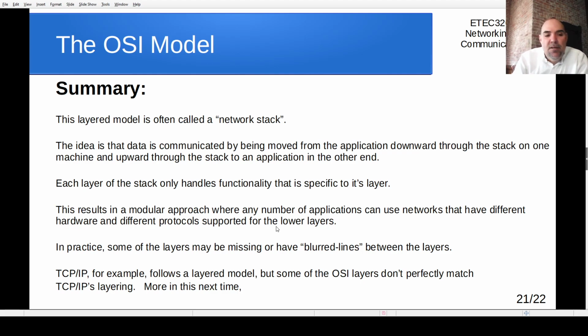Now, notice that in practice, some of the layers might be missing for certain applications or might have blurred lines between them. For example, TCP taking up 2 layers rather than one of the OSI models. But that's okay. The concept is still preserved. And I actually mentioned that at the bottom there. It says TCP/IP, for example, follows this layered model, but some of the OSI layers don't perfectly match TCP/IP's layering. But it's still a layered protocol suite. It just occupies more. One TCP layer, like TCP, takes up more than one layer in the OSI model. And we'll look at more of that next time.